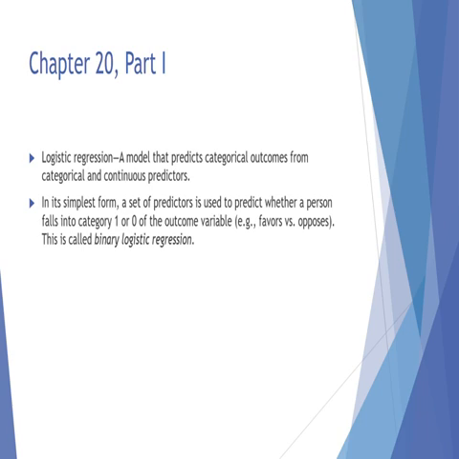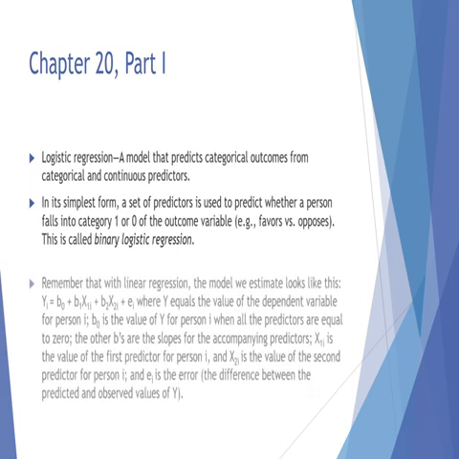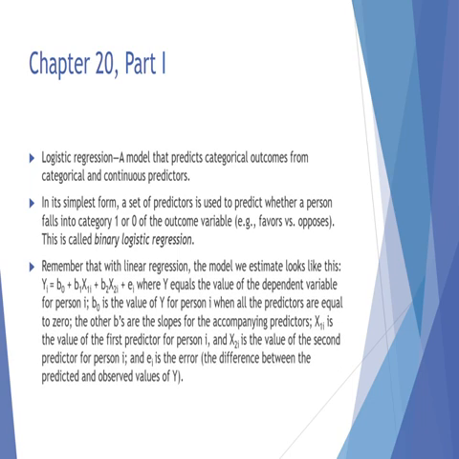You want to have that dependent variable scored in terms of ones and zeros. Now, here's a big point. Remember that with linear regression, the model we estimate looks like the following. And here I've put that equation out again, where the score for a person's dependent variable is going to equal the sum of these component parts of the equation.